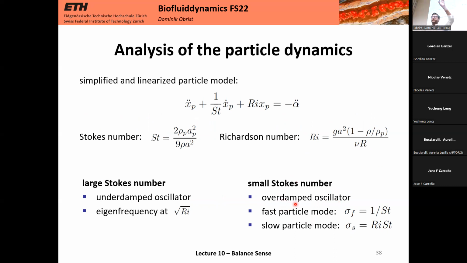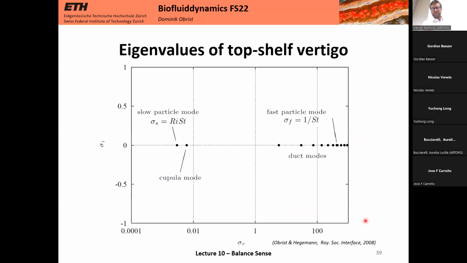So we now have two coupled oscillators. One is the particle falling down and one is the fluid moving with the cupola. Both behave like overdamped oscillators and both have these eigenvalues. If we analyze these eigenvalues, we find that there's a slow particle mode, which essentially is the eigenfunction that tells us how fast the particle is falling down. It tells us the time scale with which the particle settles in the canal.